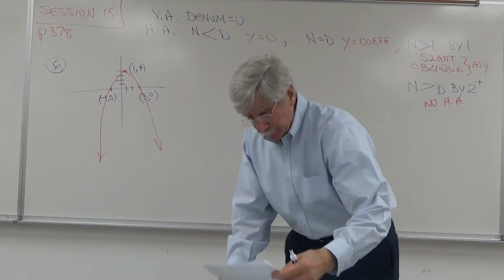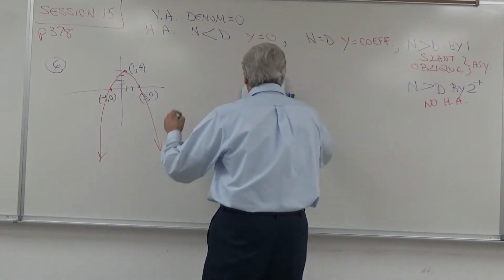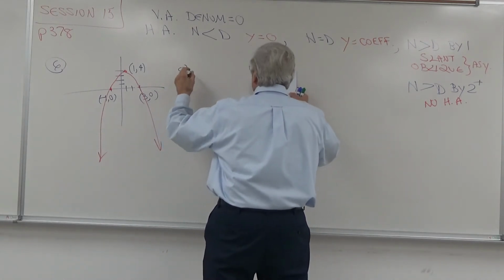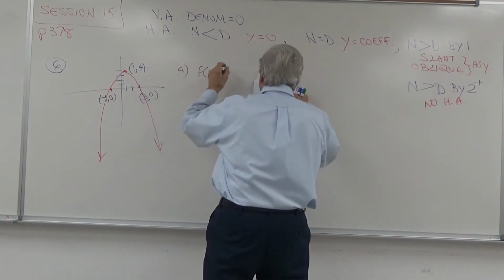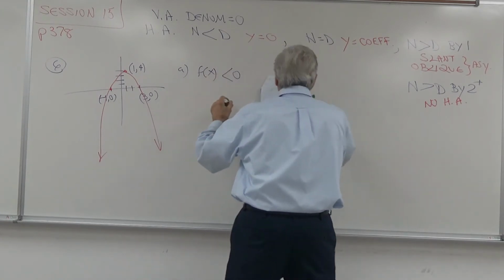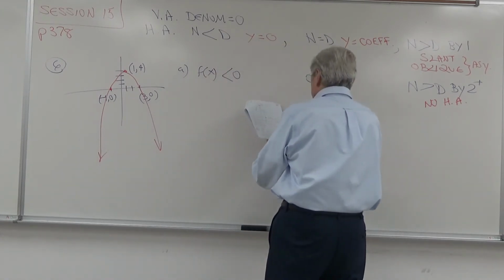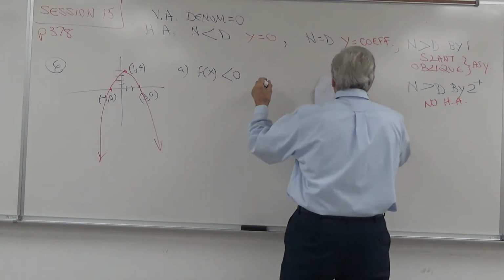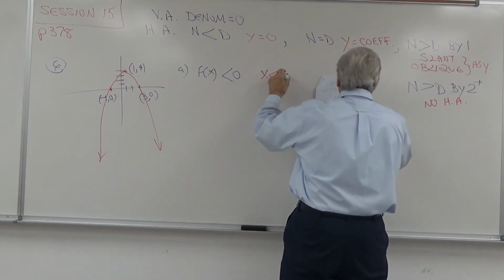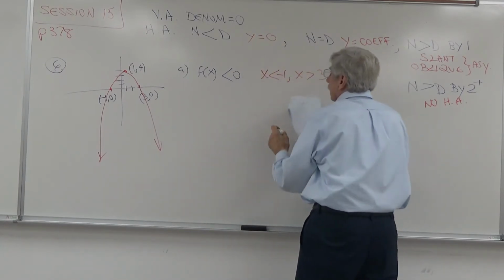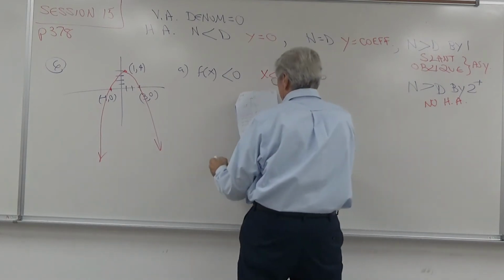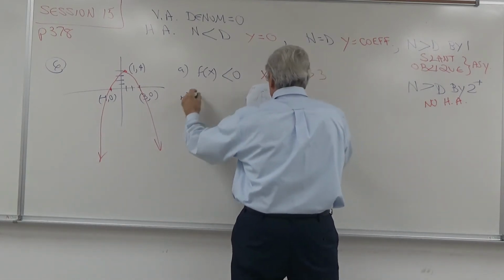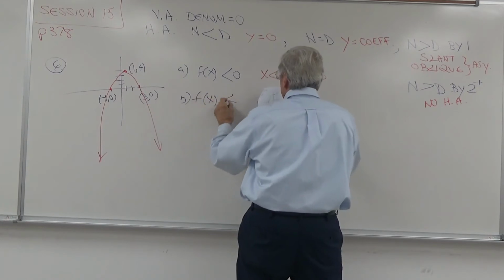We're going to ask a few questions here. And what I'll do is put the answers in here while I'm at it, just to save a little bit of writing, and then talk about them. The answer for the first one is x less than negative 1 or x greater than 3. For B, f of x less than or equal to 0.